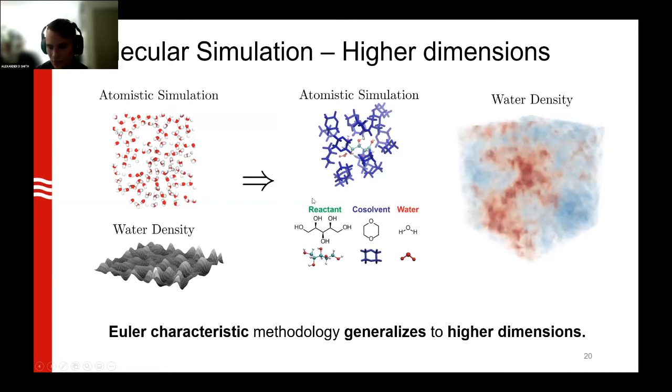And then here we're transitioning to a 3-dimensional system. So again, we have our reactant, our co-solvent, and then we're going to have water that's sort of mixed in there, and we're going to just let that water freely move around this central molecule. And so what we end up seeing is these interesting water density fields. So now we've gone from this 2-dimensional water density to a 3-dimensional water density. And we're going to process that via the Euler characteristic curve again.